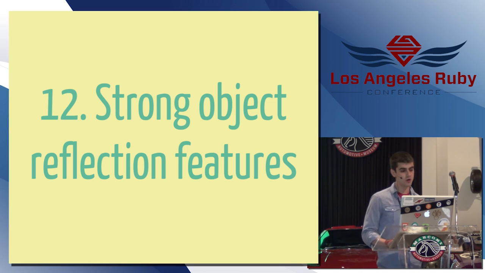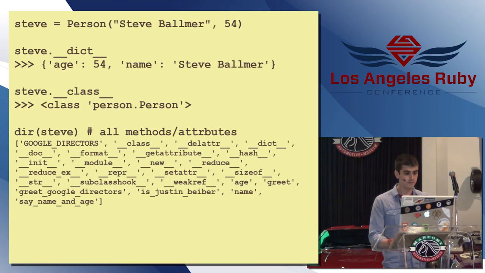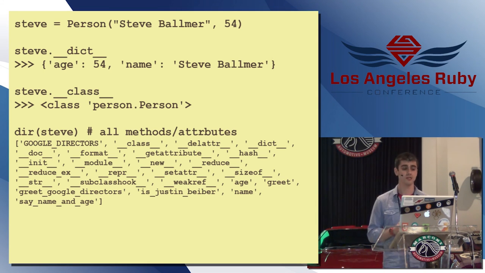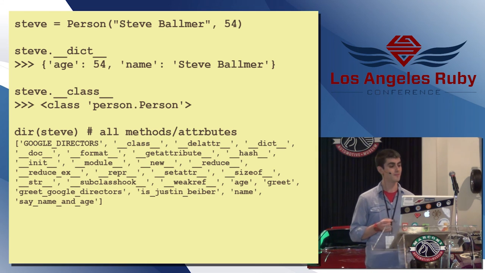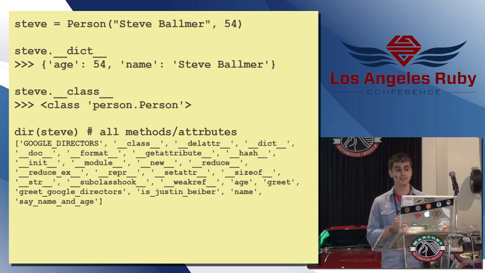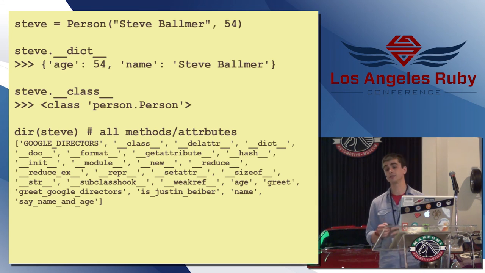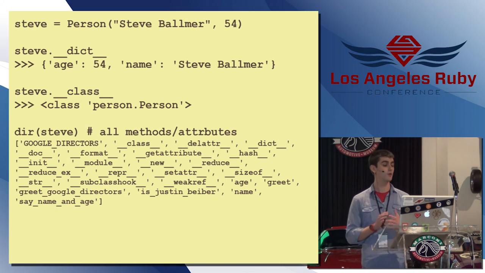Number 12, both languages have strong object reflection features. So here's a quick example. Apologize for the formatting, but remember our person class from before? I'll instantiate a person whose name is Steve Ballmer, who's 54 years old, and I can call the dict method on that object, which returns a dictionary of the object attributes. I can call something like the class method on that object that will return the class, and from there I can pull out the name of the class if I want to, things like that.